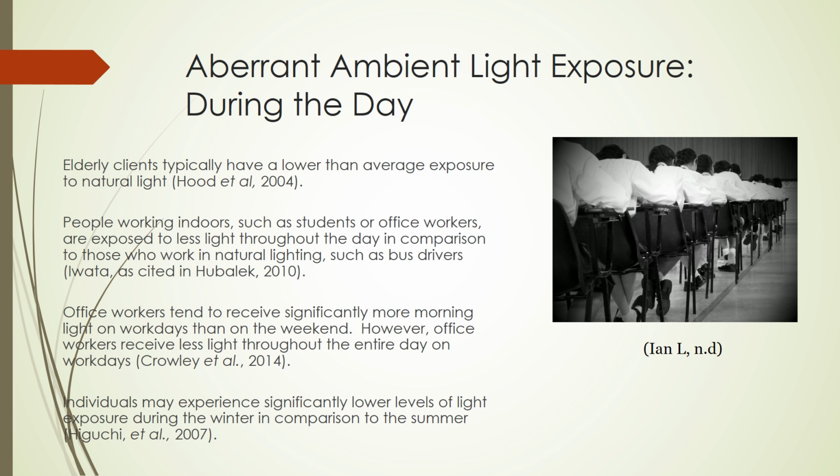One way in which people are exposed to aberrant ambient light is by not getting enough light throughout the day. Underexposure to daytime light can occur due to several reasons. For example, our older adult population tends to have a lower than average exposure to natural light. This could be due to mobility concerns or limited access to the outdoors when in a facility. People working indoors, such as students or office workers, are exposed to less light throughout the day in comparison to those who work in natural lighting, such as bus drivers.